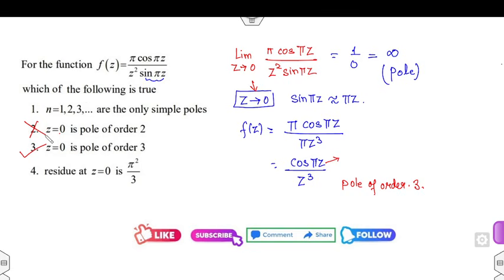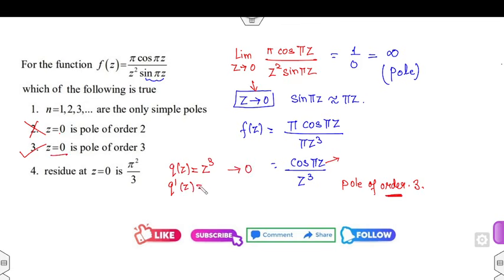This function is cancelled. Now, another way you can check about the pole: if I consider this as my q, the denominator is my q. Fine, it is z cube. Now, what is the order? How can you check the order? I can find the derivative and compute the values at z equal to 0.